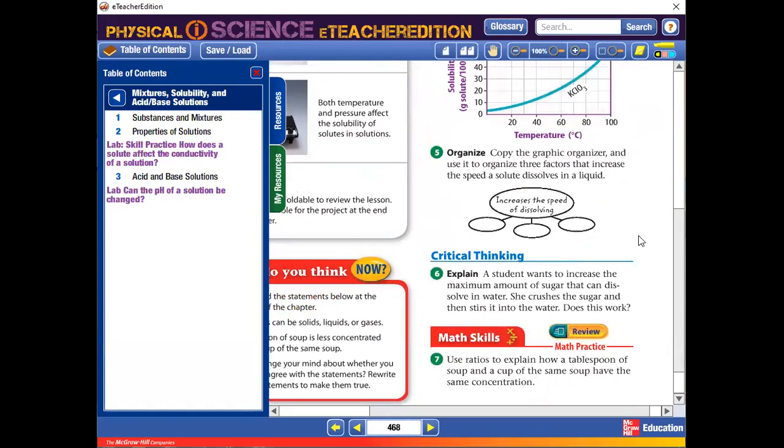In question number 6, he said a student wants to increase the maximum amount of sugar that can dissolve in water. She crushes the sugar and then stirs it into the water. Does it work? What do you think, guys?